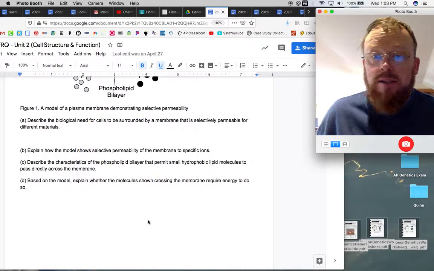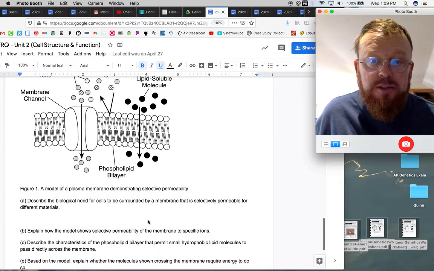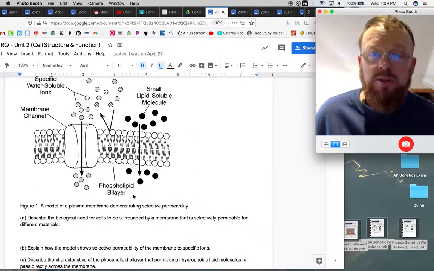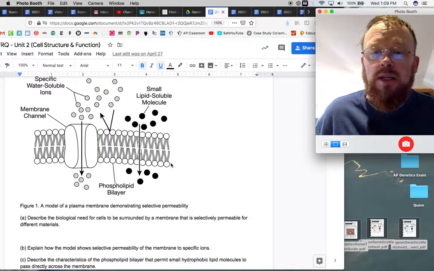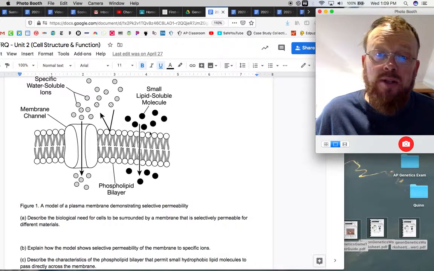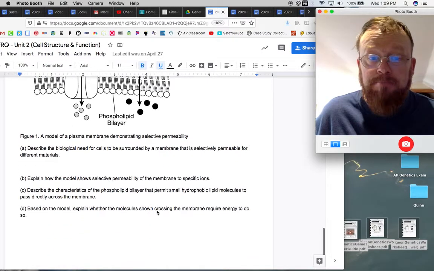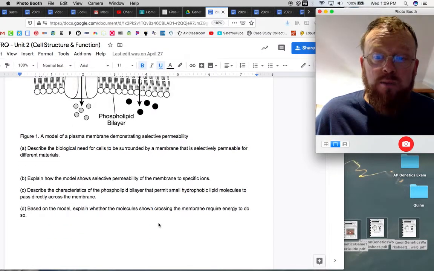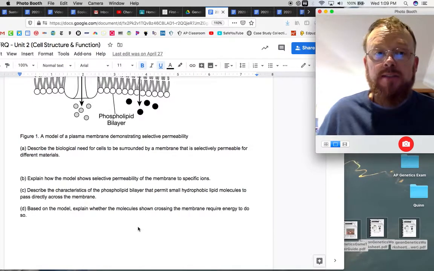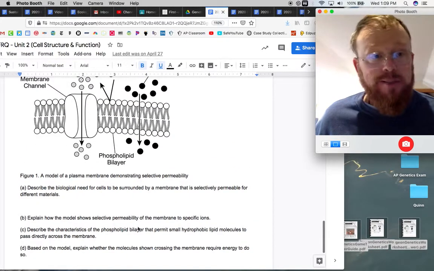D, based on the model, explain whether the molecules shown crossing the membrane require energy to do so. Well, energy is required if molecules are moving against the concentration gradient from low to high, and in this case, that is not happening for either one of these sets of molecules. They are both moving from high concentration to low concentration, which therefore tells us what? They do not require energy to do so. Passive transport via diffusion. Okay, that's it for this one.